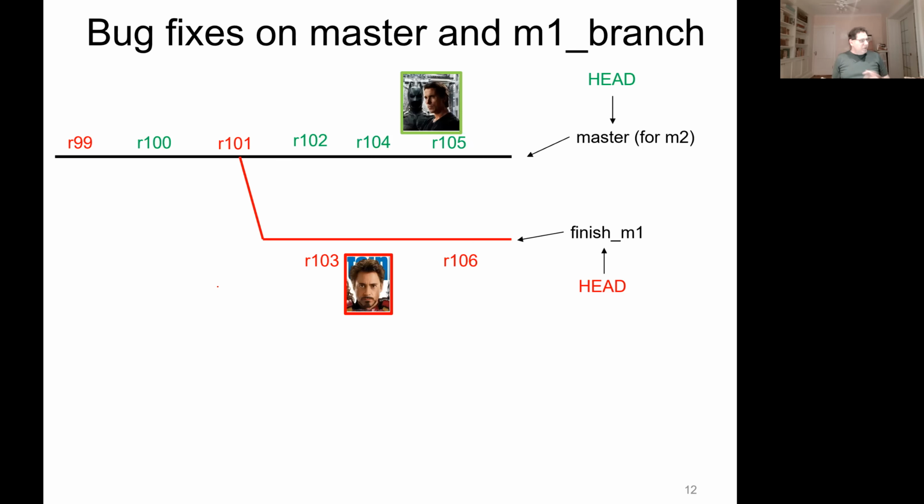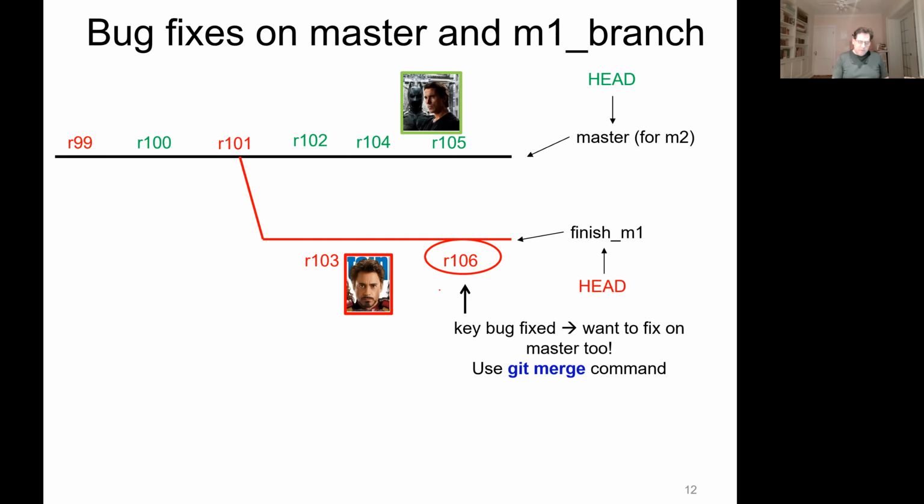So that has a bunch of advantages about not getting into each other's way, but there's also a disadvantage. Let's say that in this revision 106, Tony finds a significant bug. This shouldn't be fixed just for milestone 1. This should be fixed in the master code base that's going to live on, and they're going to use for milestone 2 and milestone 3 and so on.